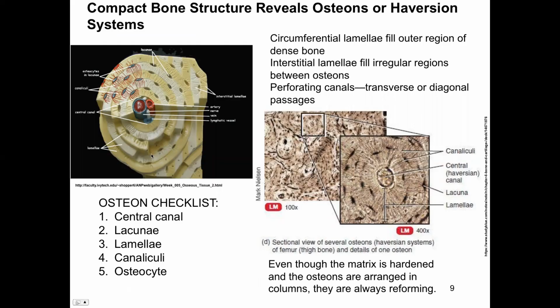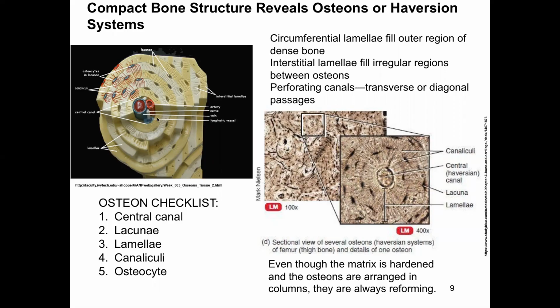So this is your osteon checklist, right? So remember, the central canal is going to be down the middle of the osteon, right? And that's where you've got your arteries, your vein, and your nerve, all right? There's also lymphatics there, which I don't know if that's included in our model in the lab or not. But these major vessels are down the middle along with the nerve.